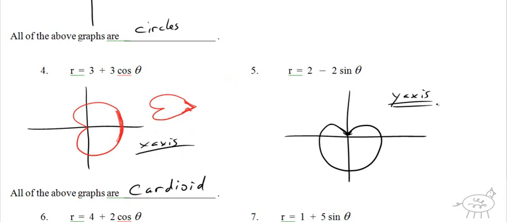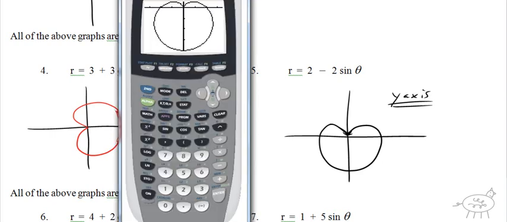Okay? So that's pretty good. And then, if you change things around, we don't have a graph like this, but watch this. See, I have 2 minus 2 sine of theta. What happens if I change that, instead of 2 minus, to 2 plus sine of theta? It's still obviously a cardioid, but let's look at what happens here.